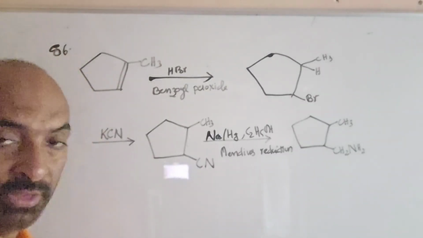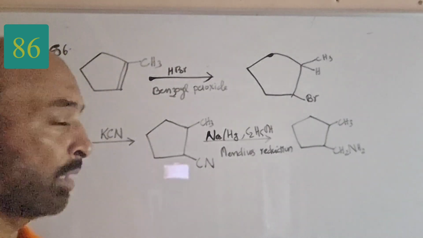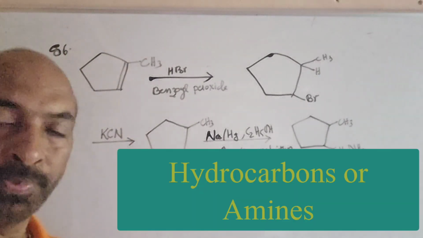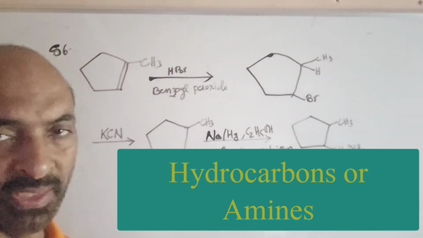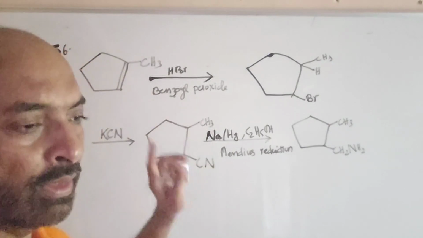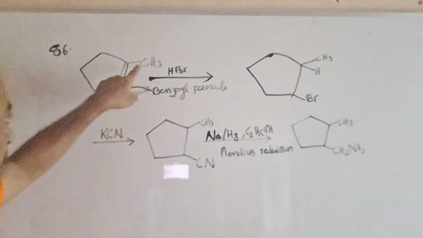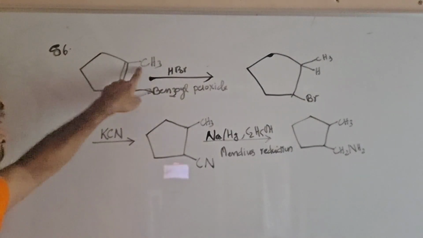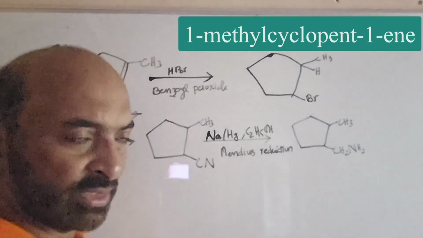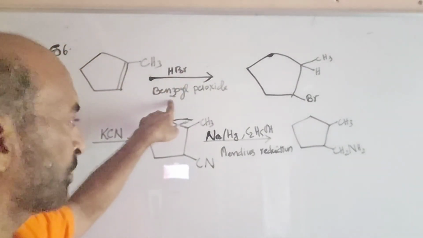The next question, number 86. This question can be said to be from haloalkane, or hydrocarbon, or amine. It can be classified with any of these because the reactions involved belong to different chapters. Okay. See what happens here. It is a pentene derivative, 1-methyl pent-1-ene. Here 3 reagents are suggested to be used one by one. First is HBr with benzoyl peroxide.